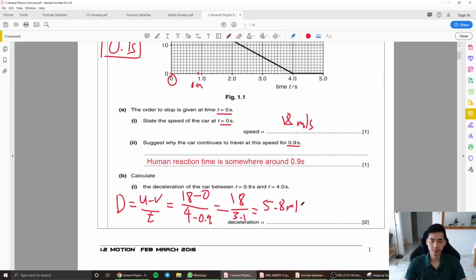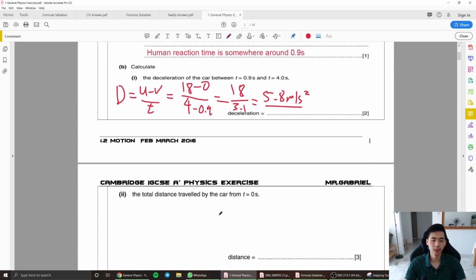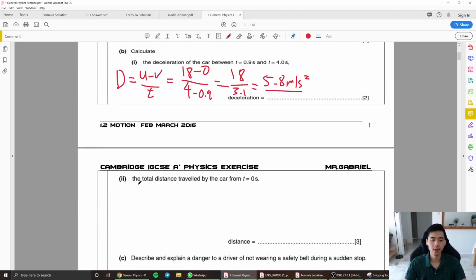5.8 meters per second square, right? 5.8 meters per second square. And finally, they ask for the total distance traveled by the car from t equals to 0 seconds.